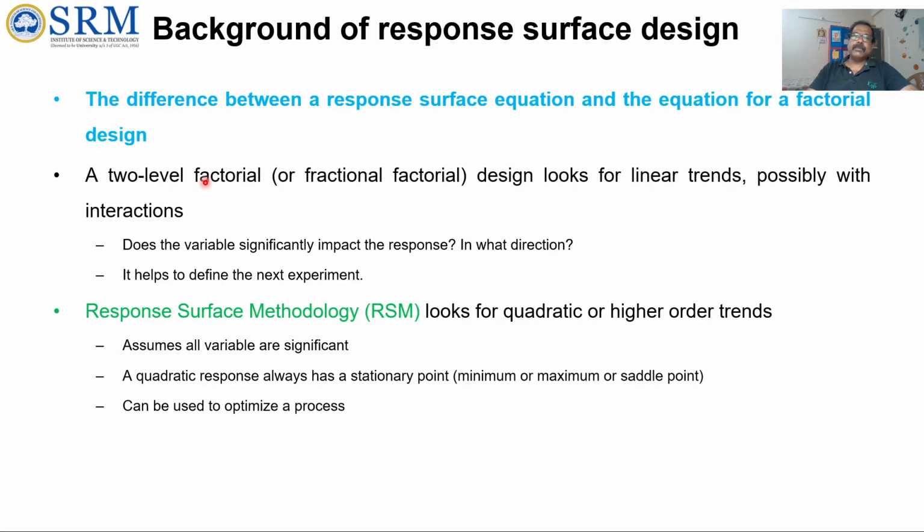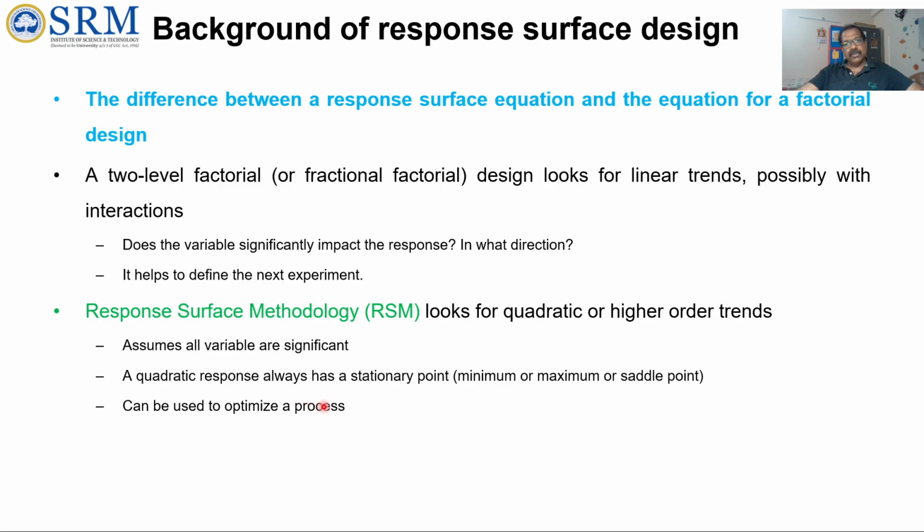And another way we can say it: what are the assumptions of RSM design? RSM looks for quadratic or higher order trends. It assumes all variables are significant, all the variables like factor 1, 2, 3, 4, all the factors are significant.